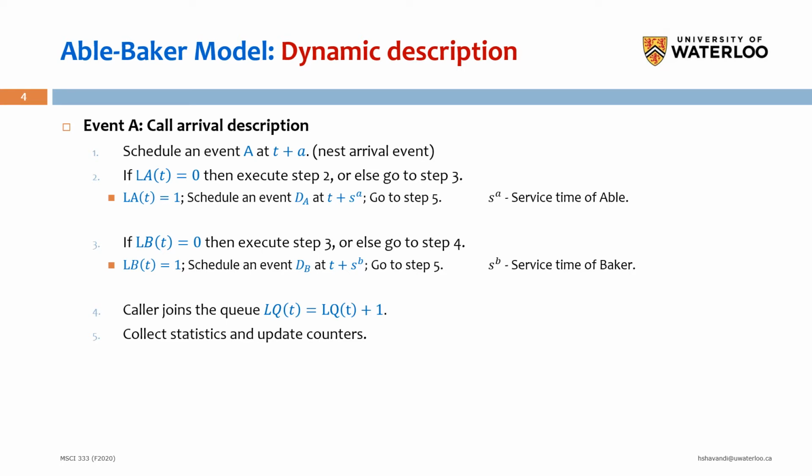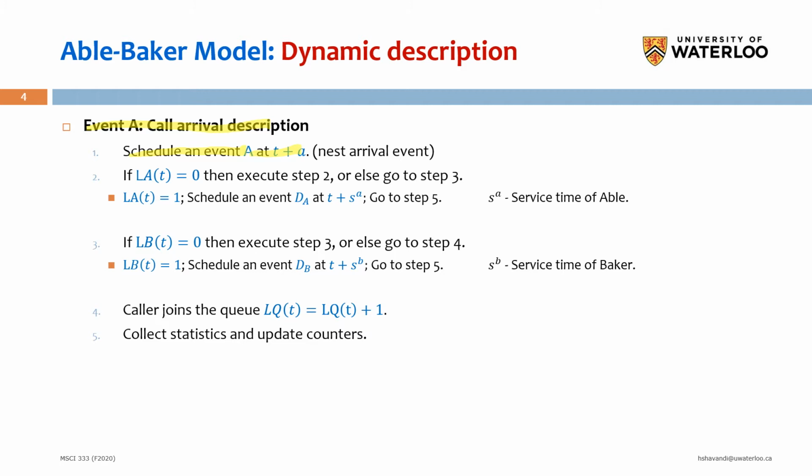So let's go for the dynamic description. Again, for the arrival event, let's see what's the impact of an arrival event occurring on the system. As I said, at any arrival, we need to generate the event of the next arrival. So here, schedule the next arrival event A at time t plus A, where A is the interarrival time generated by its distribution, and then we add that to the current time, which is t, and that will be the occurrence time for the next arrival.